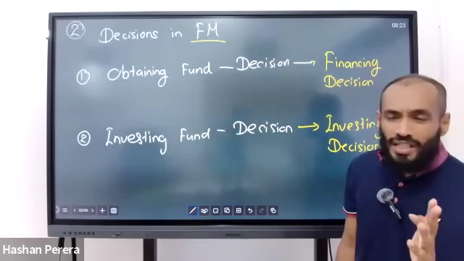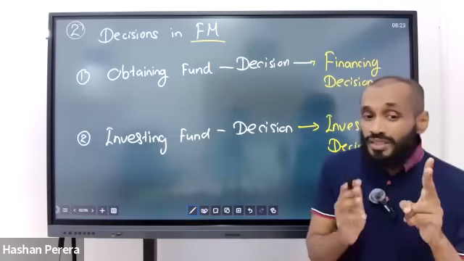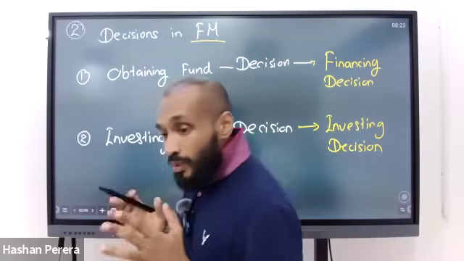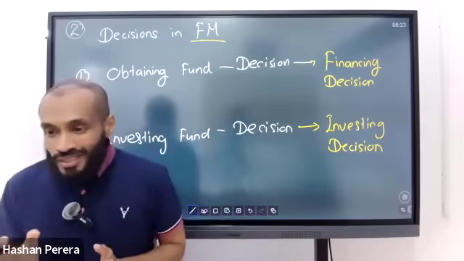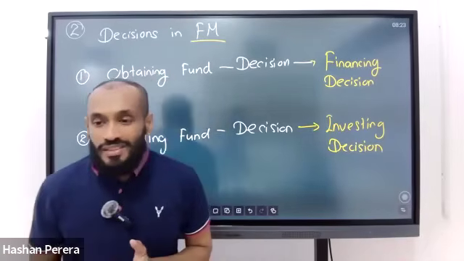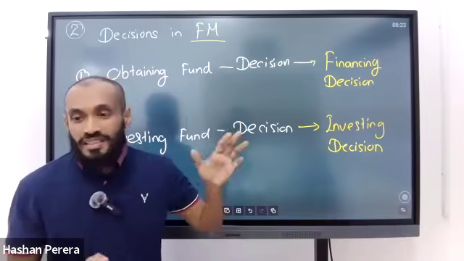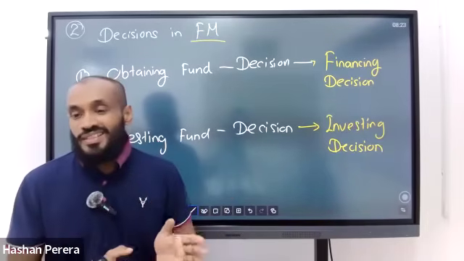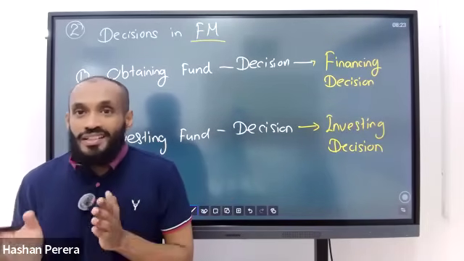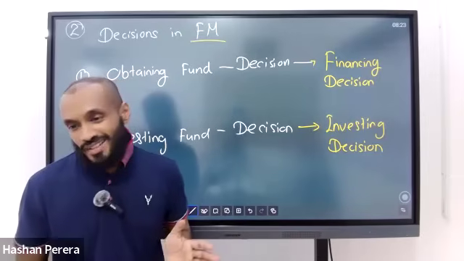So the exam asks what are the two decisions taken in financial management. What are the answers you have to give? Financing decision and the investing decisions. Financing decisions means decisions relevant to obtaining funds. Investing decisions means decisions relevant to investing the funds.